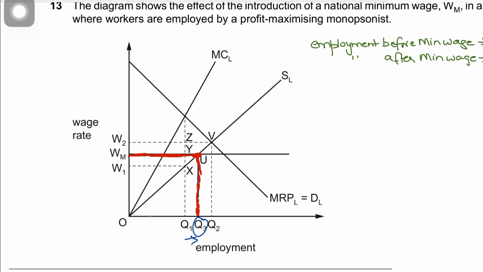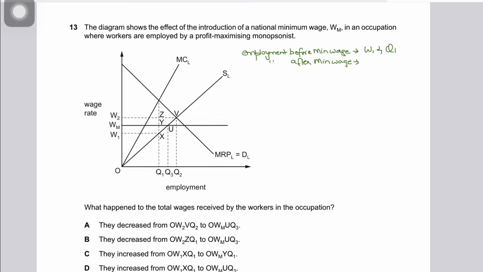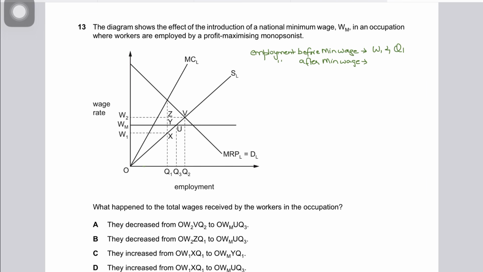Now, all of this wasn't really required for the MCQ, but I just wanted to brief you guys because in labor market, MCQs do come. So I just wanted to take this opportunity to give you some background context. Now, the question is, what happened to total wages received by workers in the occupation?